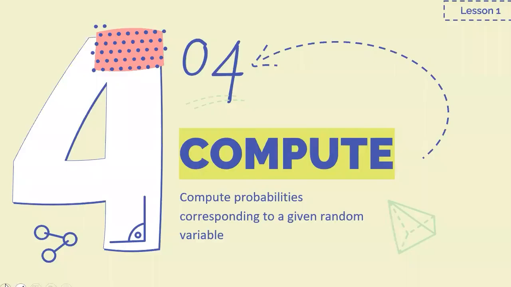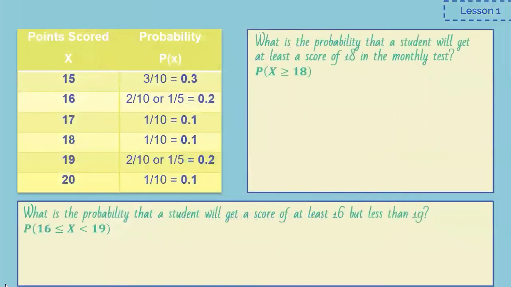Now, let's try to answer the following questions. What is the probability that a student will get at least a score of 18 in the monthly test? Or in symbol form, what is P of x if x is greater than or equal to 18? To solve for this, we simply need to add the probabilities of 18, 19, and 20.